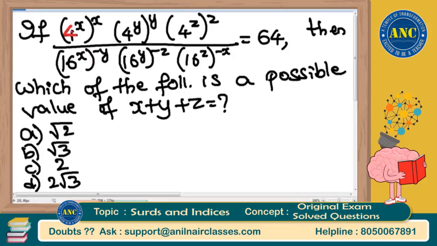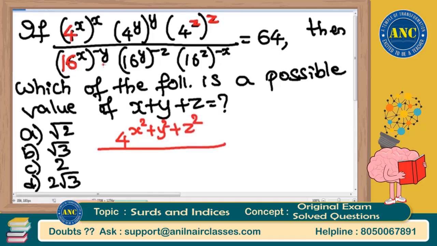4 is nothing but 4 power 1. 16 is nothing but 4 power 2. Now, see here, sir. Can I say that numerator is 4 power x into x is x power 2. Y into y is y power 2. Z into z is z power 2, because a power m whole power n is a power m plus n. x plus x is 2x. 2x can also be written as 4 power x square plus y square plus z square.